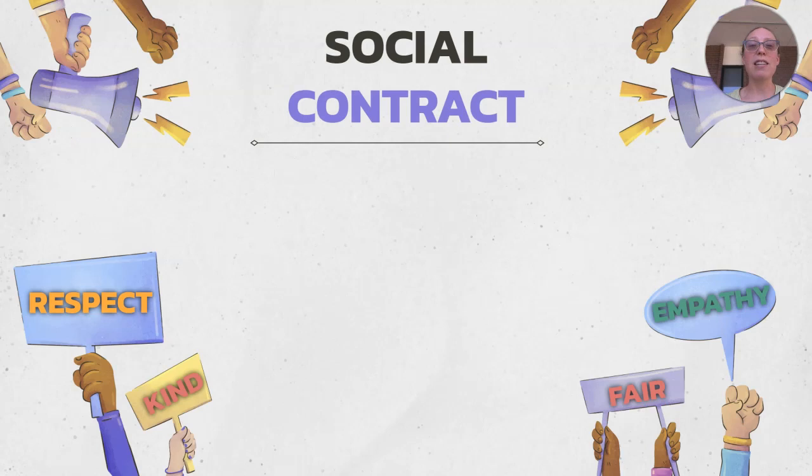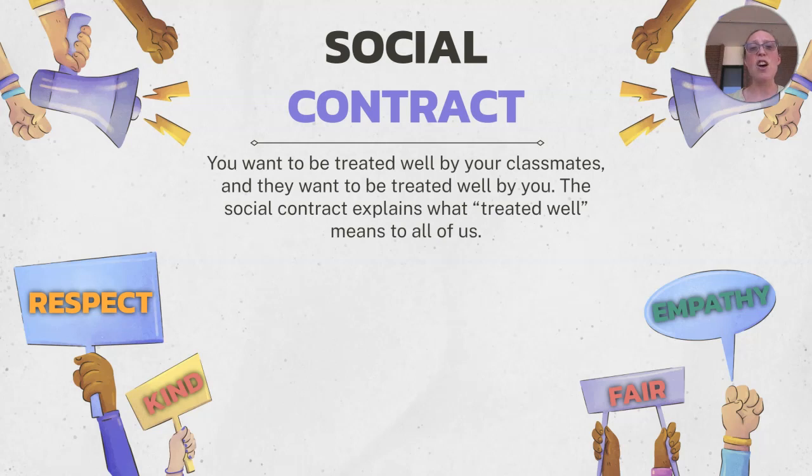Our social contract, like I said, it's important that we start there, following it. So a quick review of what the social contract is and is not. You all want to be treated well by your classmates, and they want to be treated well by you. The social contract explains what treated well means to all of us, because sometimes you might not be thinking the same thing as someone else.